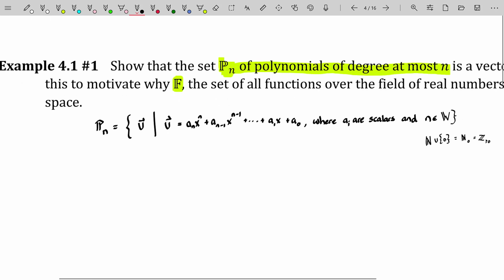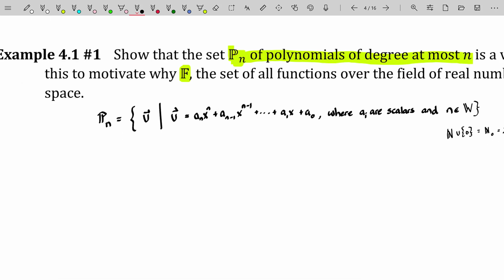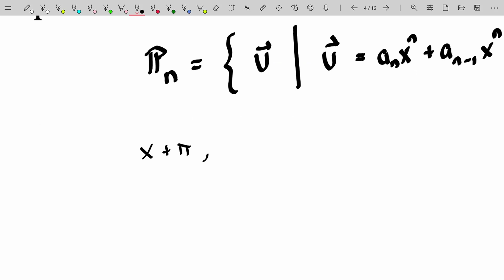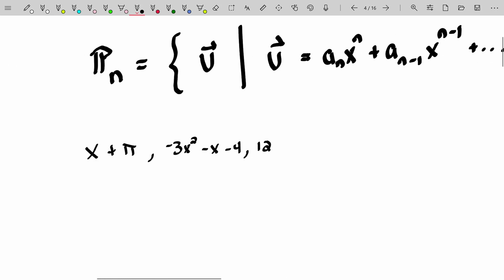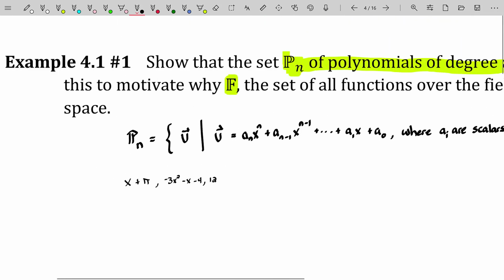Might not. Some examples of vectors within that set: x plus pi might be in that set of polynomials of degree at most n. Negative 3x squared minus x minus 4 could be in there. 12 could be in there because that's a 0th degree polynomial. And so on and so forth. There are an infinite number of polynomials within P sub n.